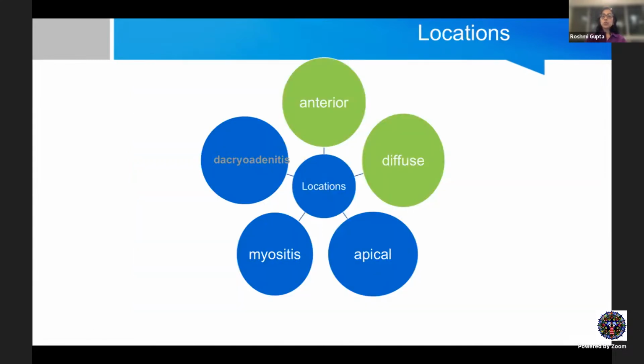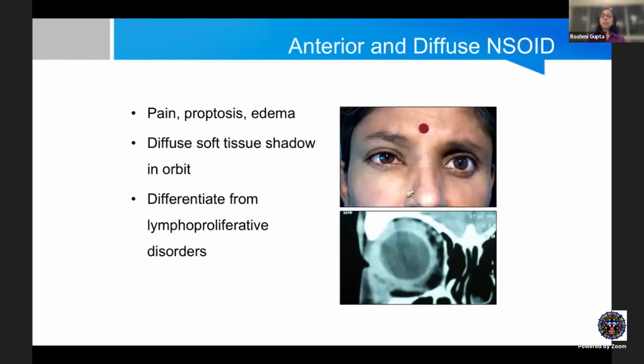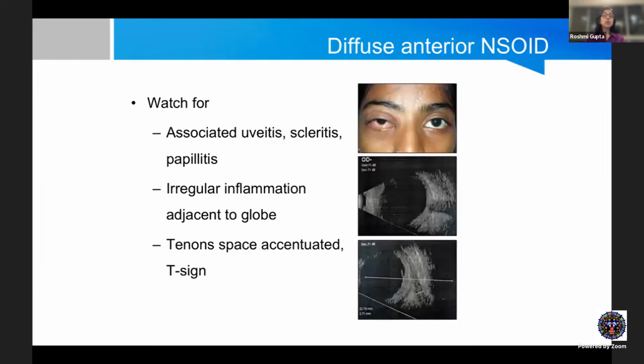Anterior and diffuse locations may be present for orbital inflammation. Typically, there will be pain, proptosis, and edema, and there will be a diffuse soft tissue shadow. And this is where we differentiate it from the lymphoproliferative lesions. This may be associated with ocular inflammations, including uveitis, scleritis, papillitis. There may be irregular inflammation adjacent to the globe. And in this patient, for instance, the Tenon space is accentuated and the T sign is present with a scleritis.